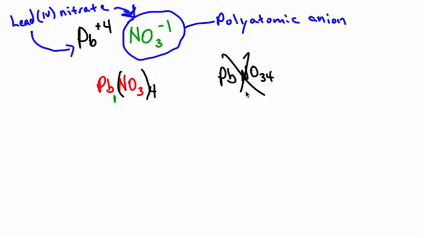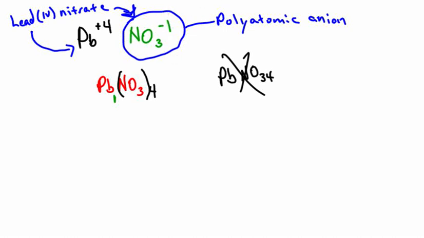Okay, in this video we're going to look at how to name ionic compounds with polyatomic anions. In our first example we have lead(IV) nitrate. Lead(IV) is Pb+4. Nitrate is NO3 with a -1 charge. And remember that NO3 is a polyatomic anion and it's going to act as a single unit.